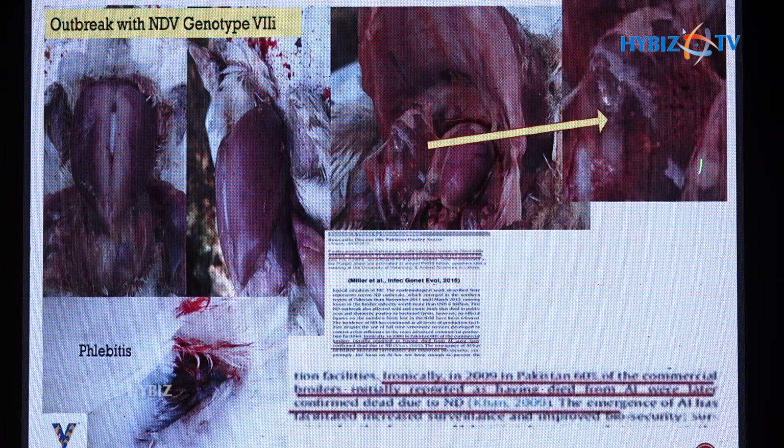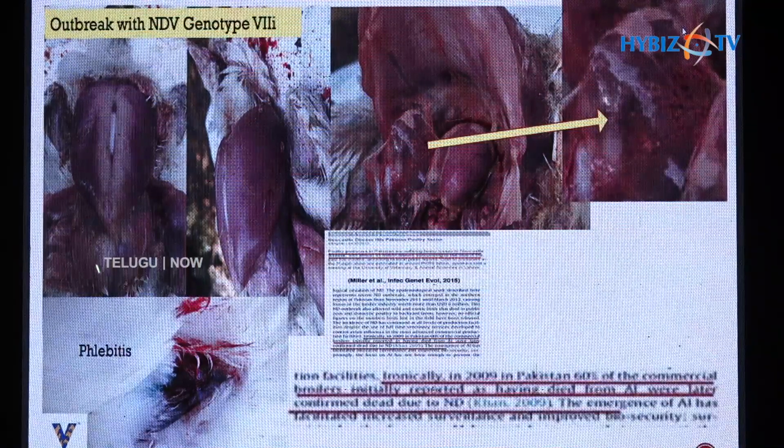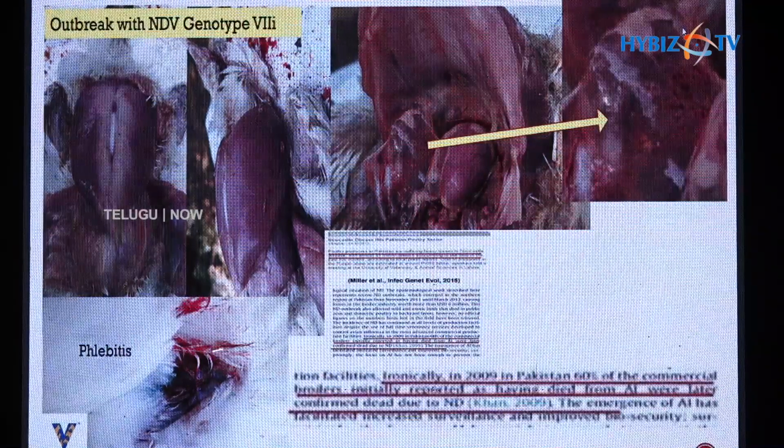And the new outbreaks which are happening currently having such sort of lesions, which is more related to, we have tried to isolate some of the new genotypes, that is genotype 7I. You can see the air sacculitis with the petechiae being seen. Most of the time we may conclude it as highly pathogenic avian influenza, but this is the new genotype which is emerging.